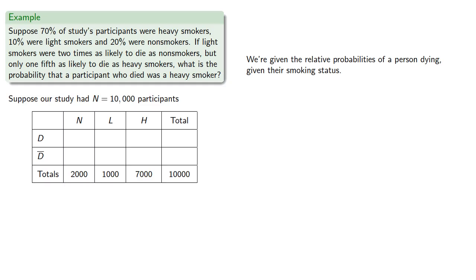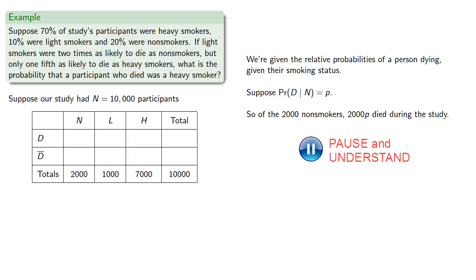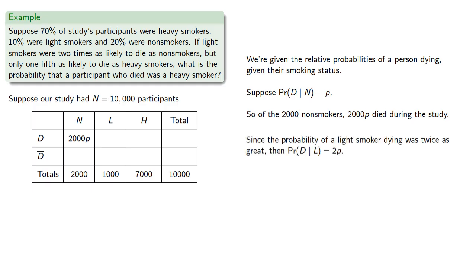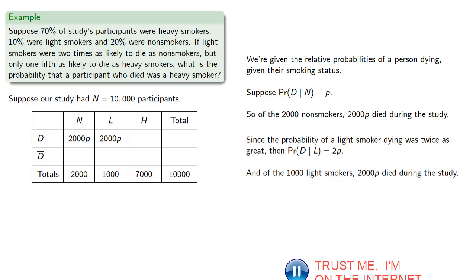Now, we're given the relative probabilities of a person dying given their smoking status. So suppose the probability that a person died given that they were a non-smoker is some value p. So of the 2,000 non-smokers, 2,000p died during the study. Since the probability of a light smoker dying was twice as great, then the probability of D given L must have been 2p. And again, of the 1,000 light smokers, it follows that 2,000p died during the study.